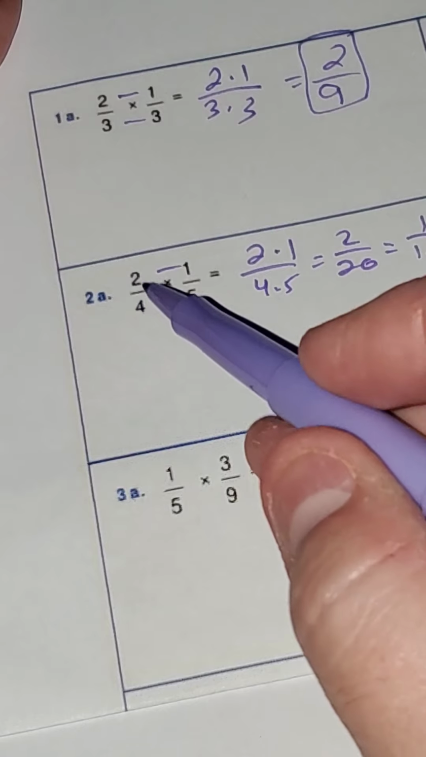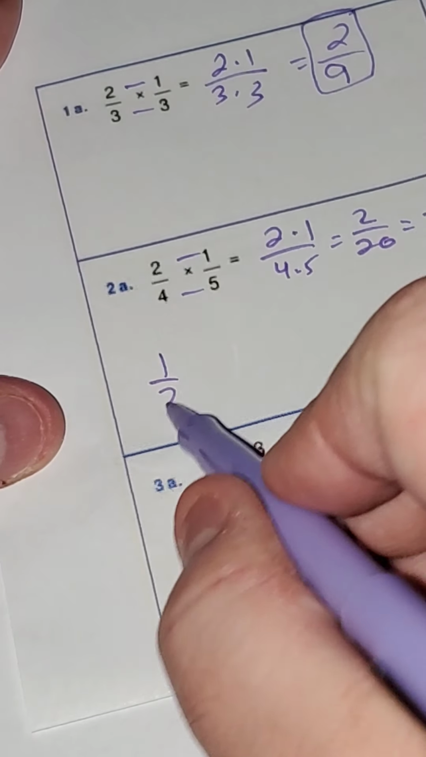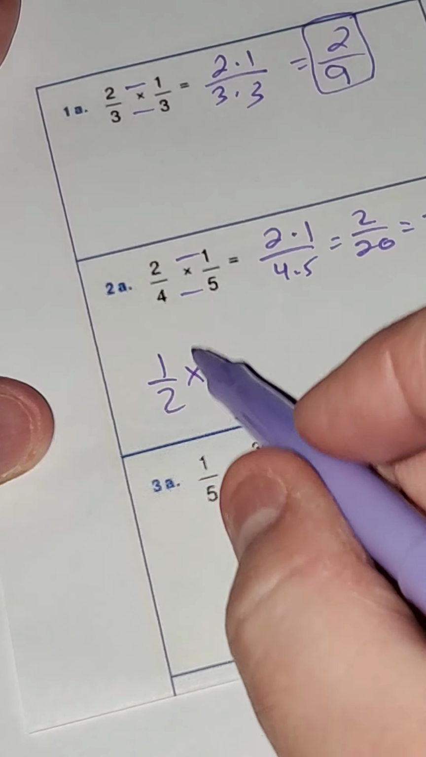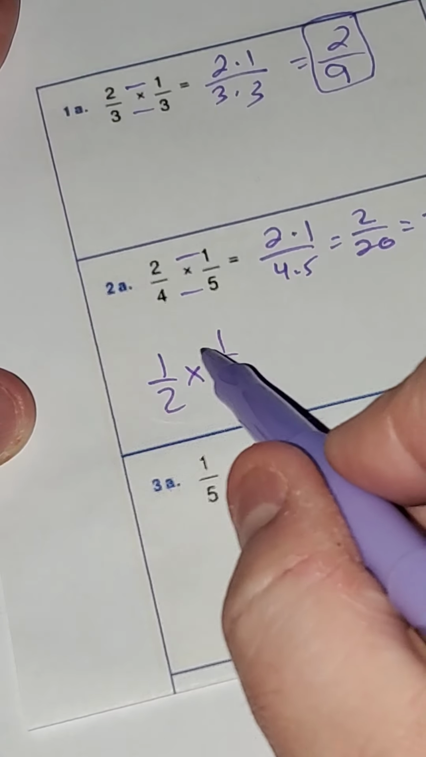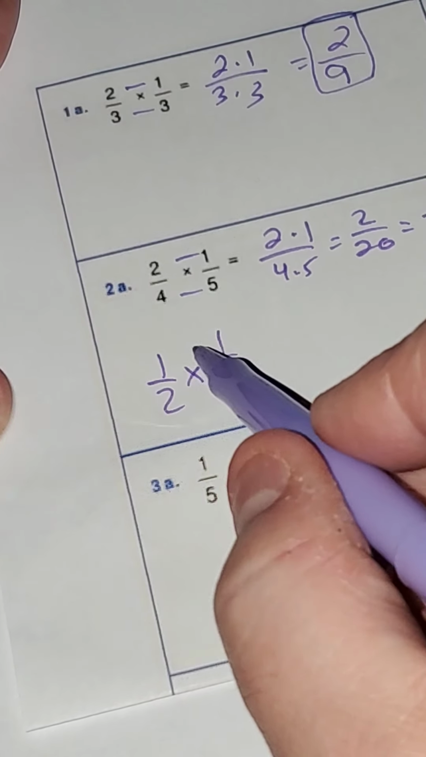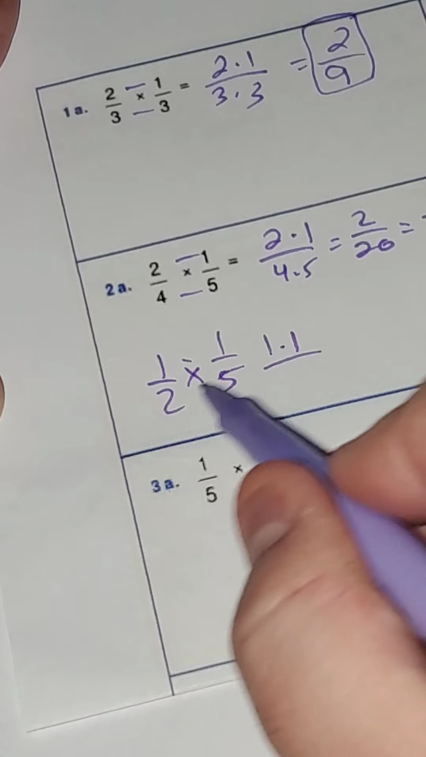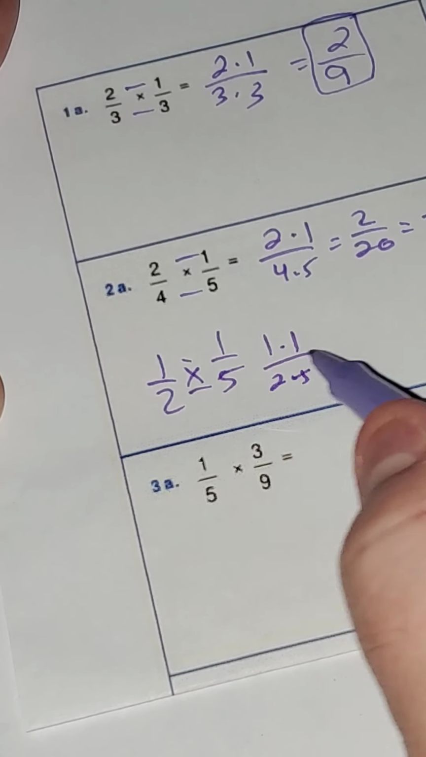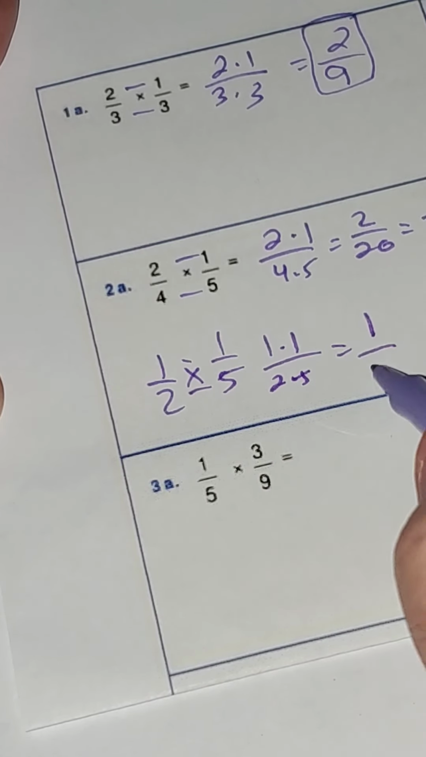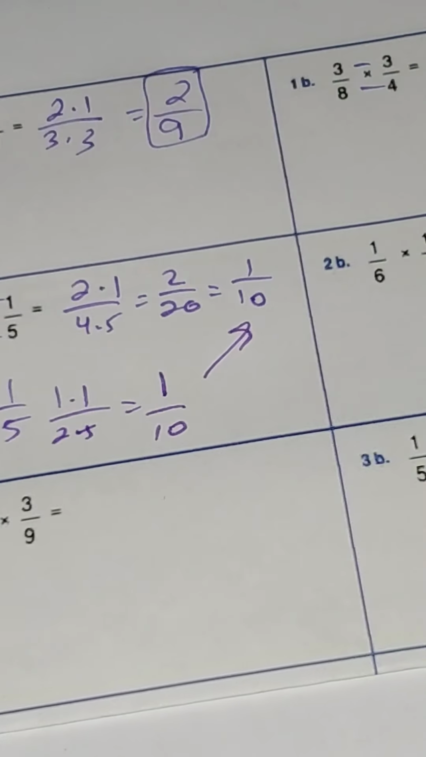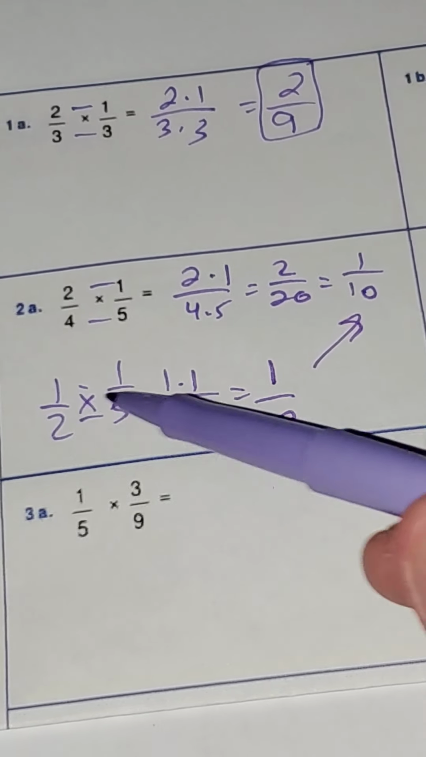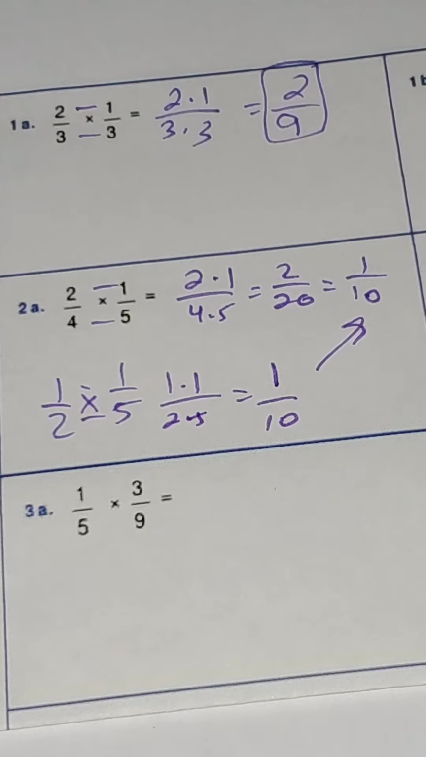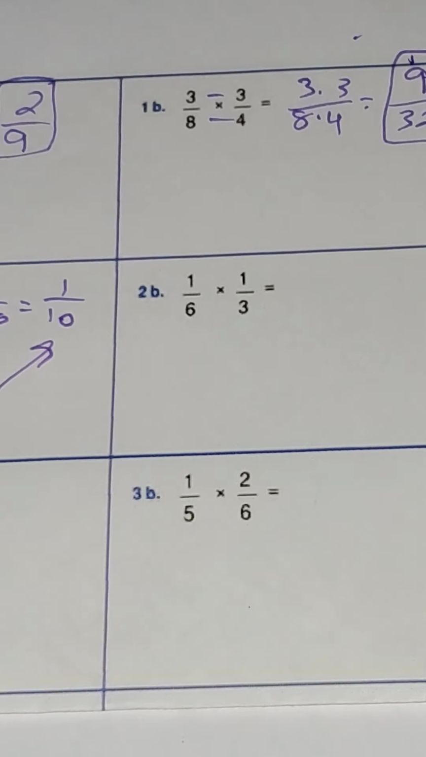Now look here, you guys know that 2 over 4 is the same as 1/2. It's the same. 1 over 5 does not reduce. And look what happens if we reduce this first. We get 1 times 1 over 2 times 5. 1 times 1 is 1, 2 times 5 is 10. And look, we get to the reduced answer quicker because we reduced the fraction in the beginning.